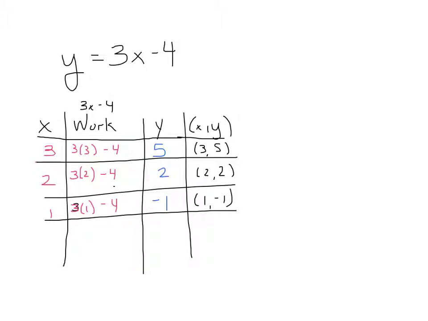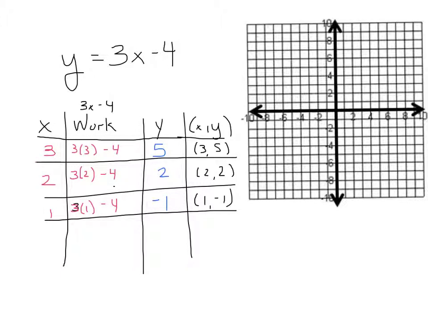So then I go to graph. Given this graph, I need to plot each point. So I take the 3, 5. The 3, I do my x value first, so I go over 1, 2, 3, and then I go up to 5. So my very first point would be at 3, 5, which would be right here on the graph. My next value would be 2, 2. So I go over 2 and up 2. This would be my next point on the graph. 1, negative 1, I go over 1 and down 1, which gives me a point here.